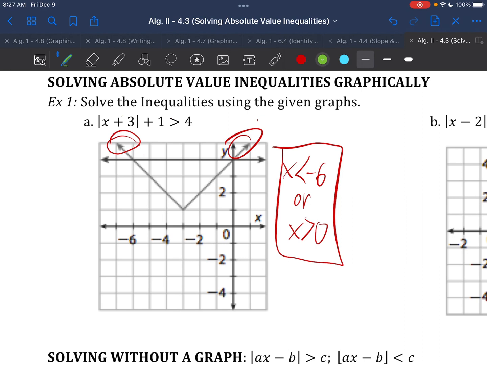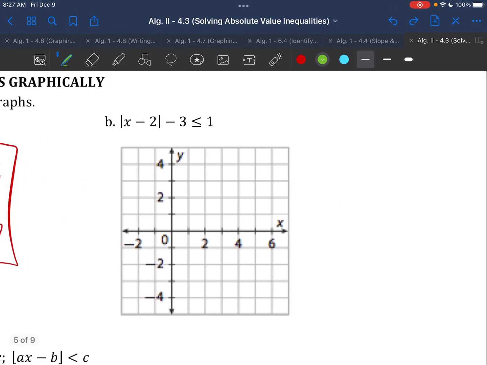And what this means is if you plug in a number less than negative 6, such as negative 7, into the absolute value and add 1 to it after that, it would be greater than 4. And if you plug in something greater than 0, like 1, for example, into the absolute value, and then continue on simplifying, you get something greater than 4.